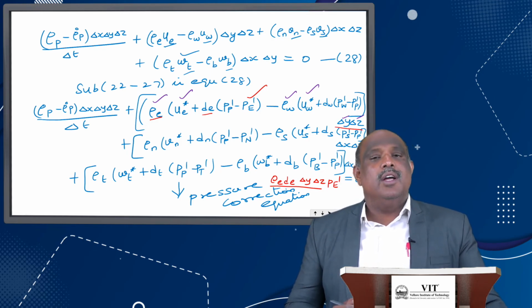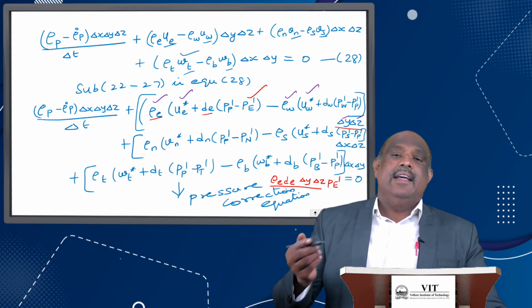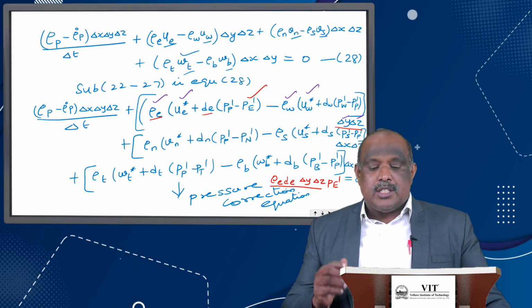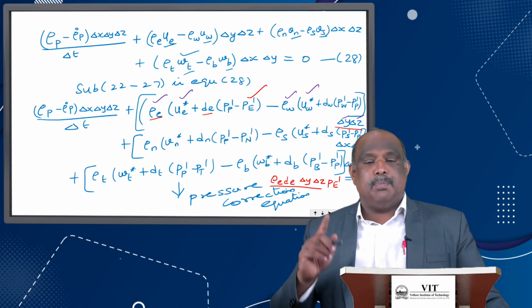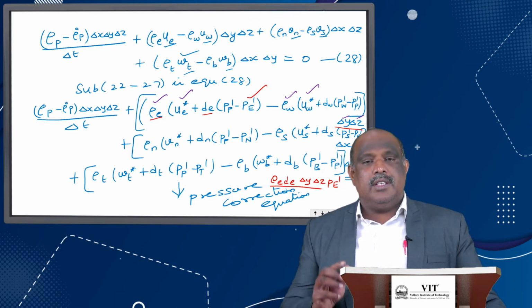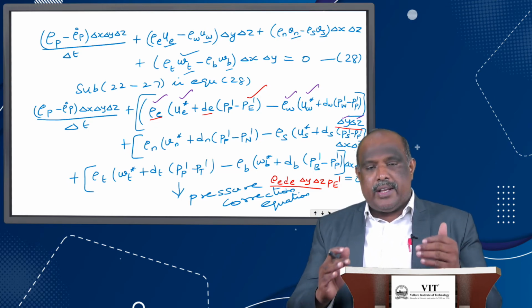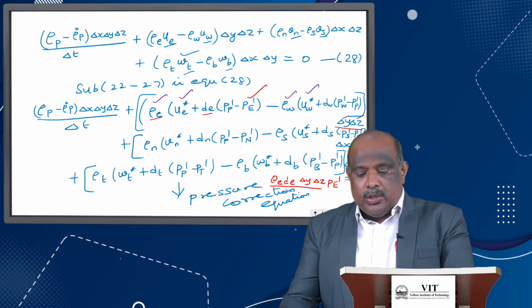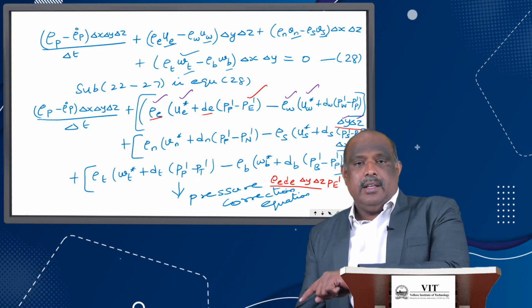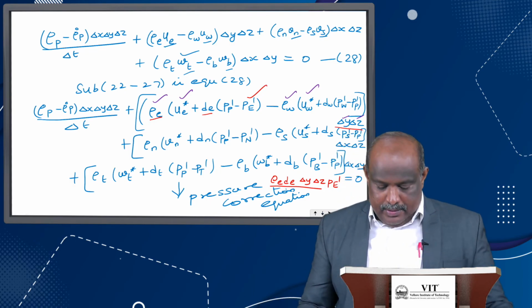Why are they known values? Because we guessed the pressure, we got the guessed velocity. So the star is also known. The only unknown is the prime for the velocity. So these are only known values, nothing but some numbers. So I can take these values to the right hand side. The term which is negative will become positive, and the term which is positive will become negative.